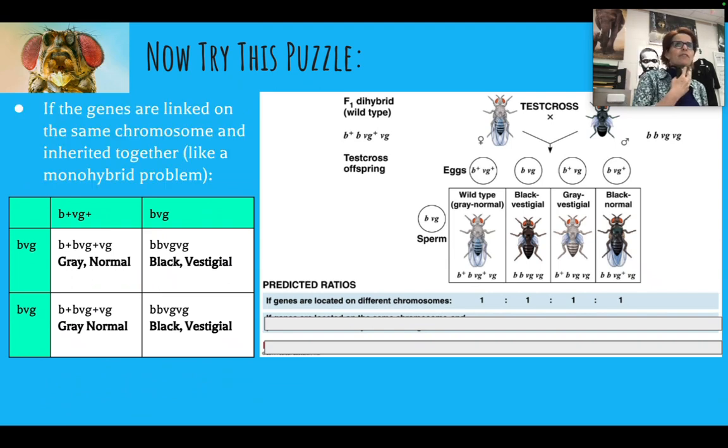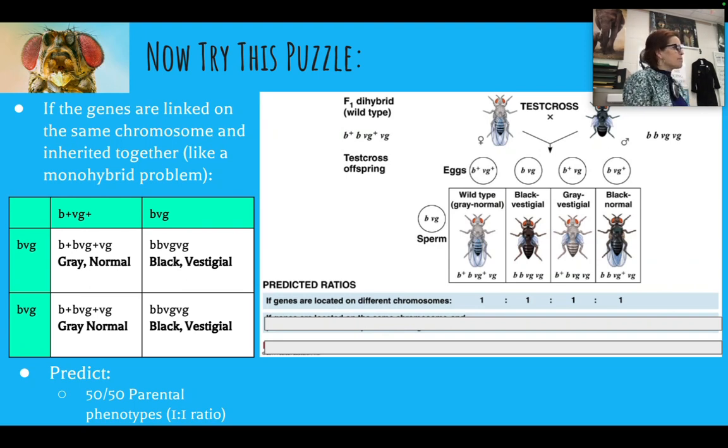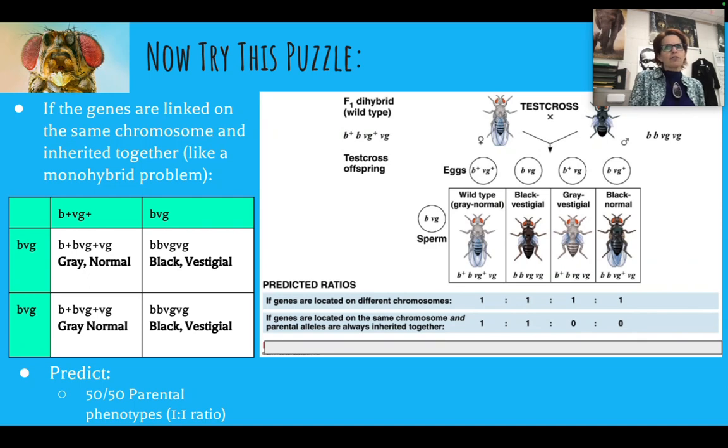But if the genes are linked on the same chromosome and inherited together, it would be more like a monohybrid problem. 50% of the offspring would be gray normal, like one parent, and 50% of the offspring would be black vestigial, like the other parent. But that's not at all the results we got. So it says predicted ratios. If they're on different chromosomes, we would expect a quarter of everybody. If they're on the same chromosome, we would expect 50-50.